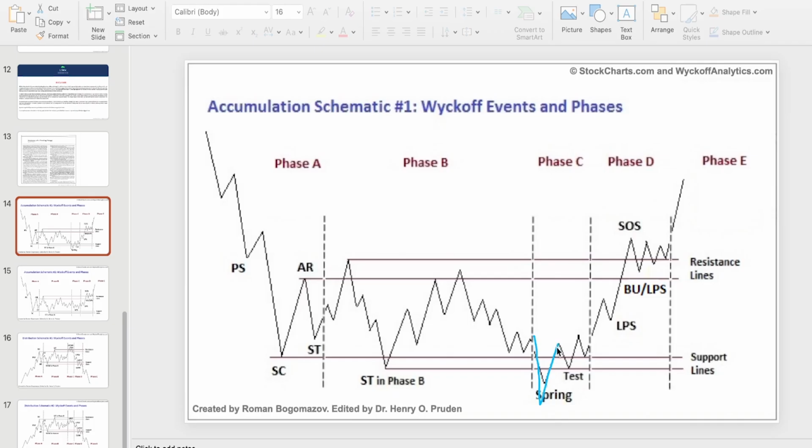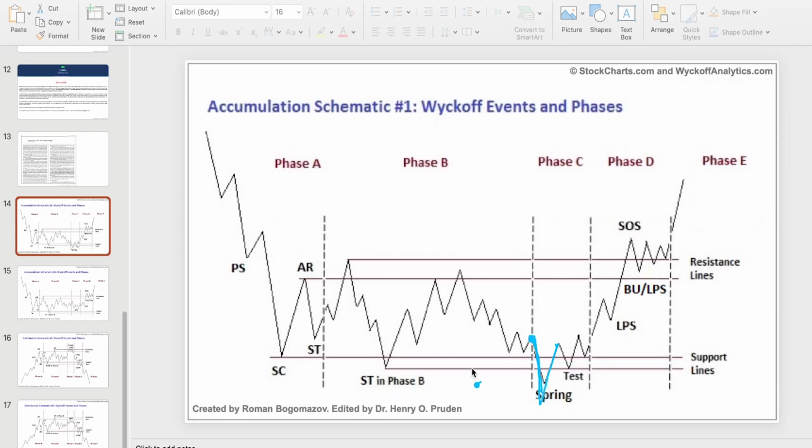Based on the concept of a spring, if you visualize a spring in nature, if you apply force and press it down, what happens? It springs back up. That's the reason why you might see a bit of increase in supply when there is a spring or shakeout movement. They apply some sort of force, like selling, at that point, and the market goes down to test for more supply.